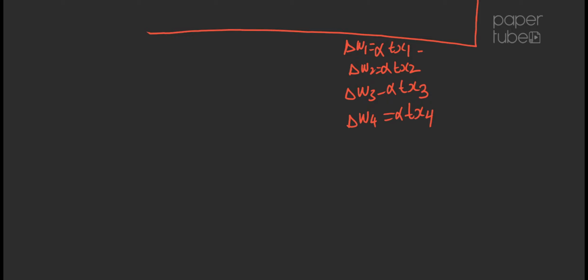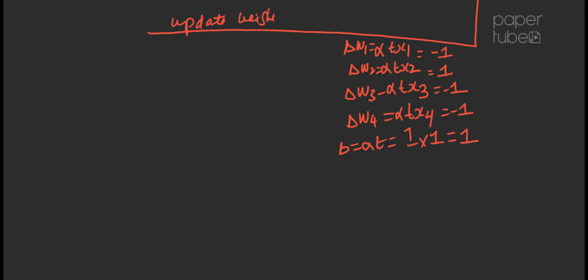So this should be equal to -1, should be equal to 1, and that should be equal to -1. This should be equal to -1, and again the new bias is alpha t. This is 1 multiplied by 1 again, that should be equal to 1. And now it's time to update the weights. So update weights and bias.